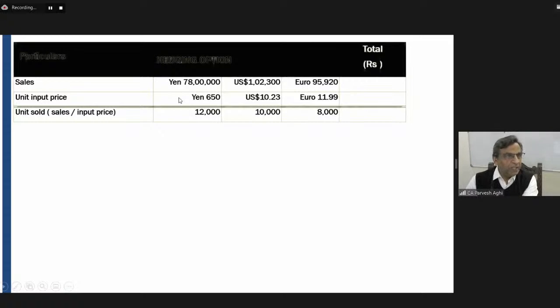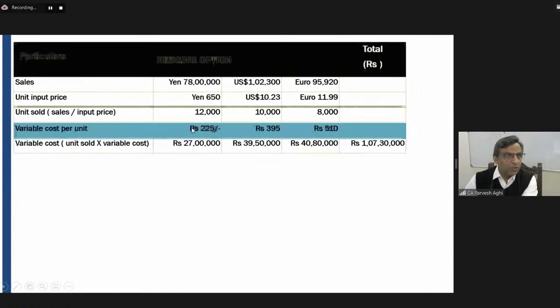And we know that the unit price is given to us, which is 650 yen. So we can simply divide 78 lakhs by 650 to calculate the units. Now, why do we do it? Because we are going to calculate the contribution margin and see what happens using a hedging option as well as leaving the exposure uncovered. So now we have arrived at the units, 12,000, 10,000 and 8,000, by simply dividing the sales by the unit price.